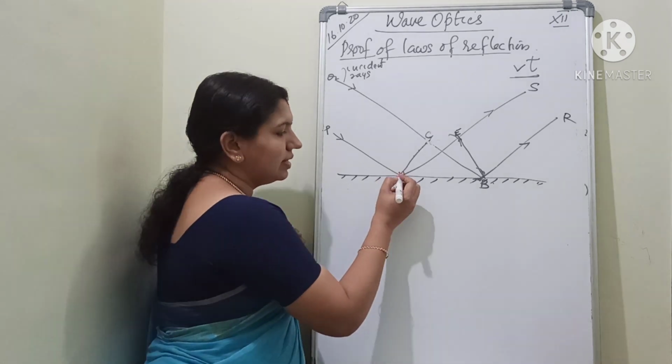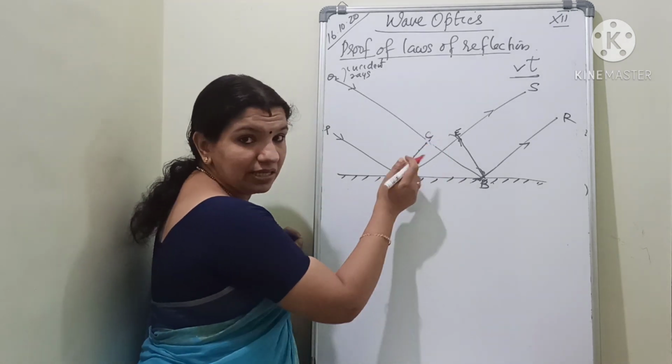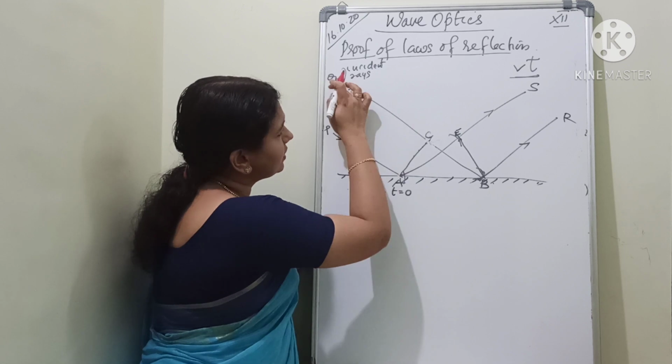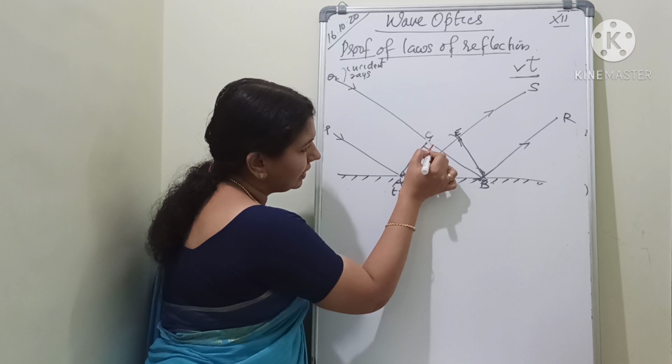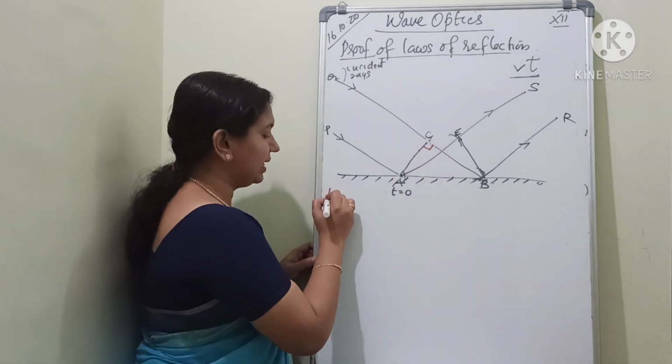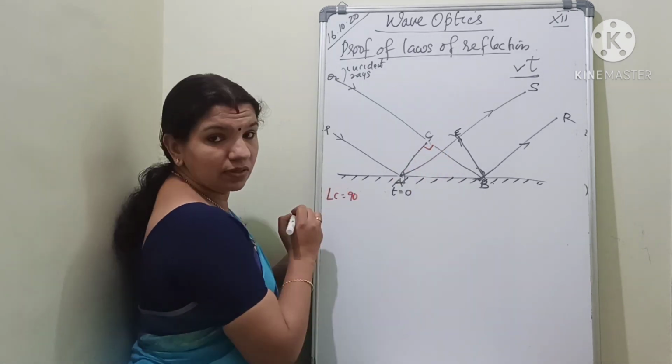Now listen. This wavefront AC is the incident wavefront. It is perpendicular to the incident rays, right? So here it is angle 90 degree, isn't it? Angle C is 90. Clear?